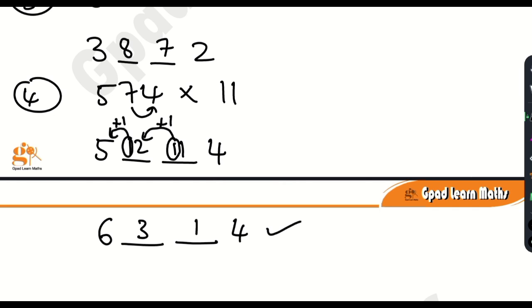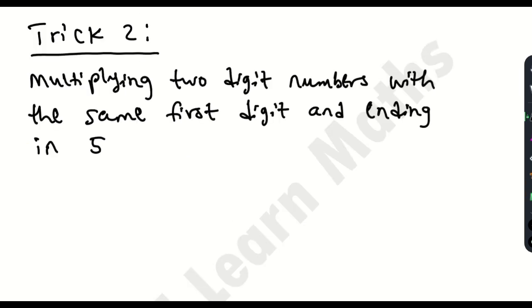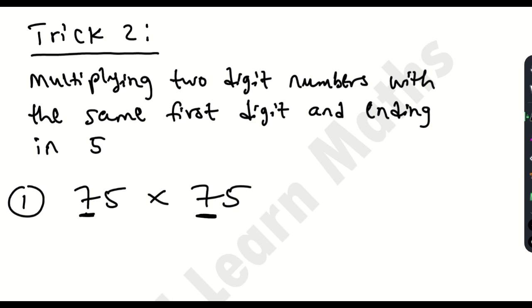Let's look at the second trick. So for the second trick, it says multiplying 2-digit numbers with the same first digit and ending in 5. This has to be the condition. So let me show you something. 75 times 75. As you can see, the first digit here is 7 and the first digit here is 7. It has to be the same first digit and both numbers must end in 5.